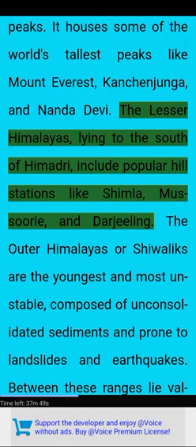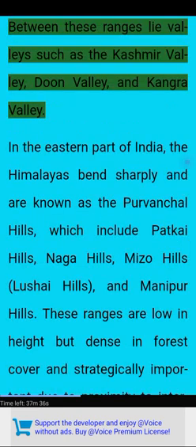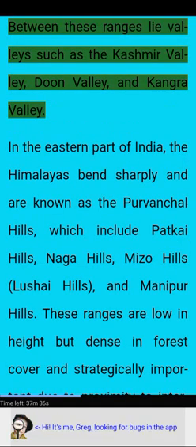The Lesser Himalayas, lying to the south of Himadri, include popular hill stations like Shimla, Mussoorie, and Darjeeling. The Outer Himalayas or Shiwaliks are the youngest and most unstable, composed of unconsolidated sediments and prone to landslides and earthquakes. Between these ranges lie valleys such as the Kashmir Valley, Doon Valley, and Kangra Valley.